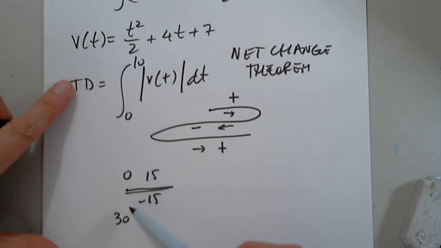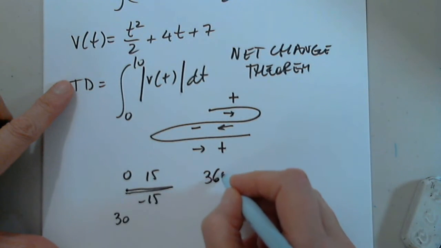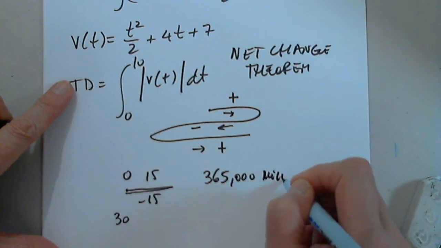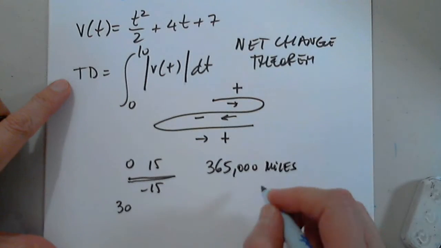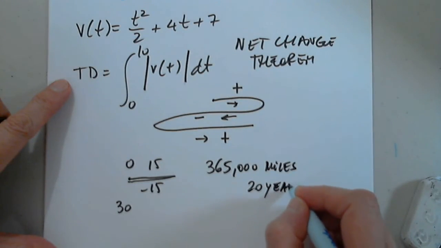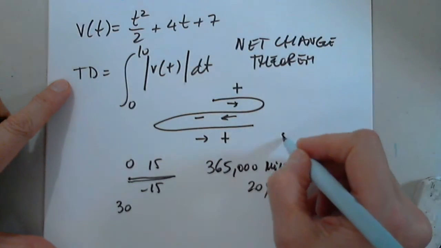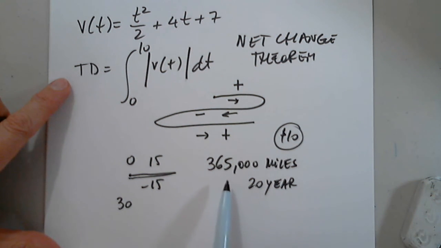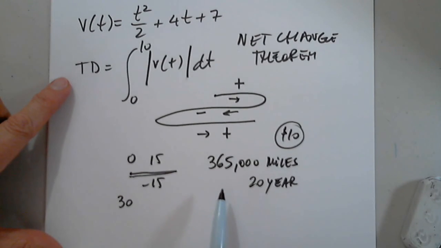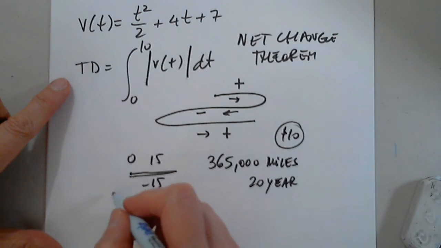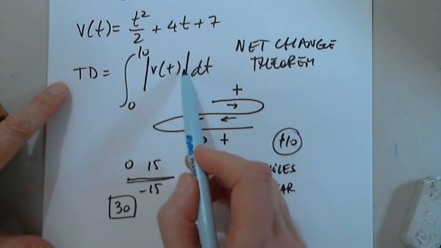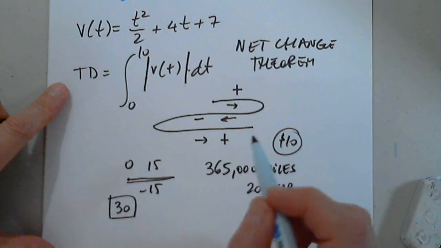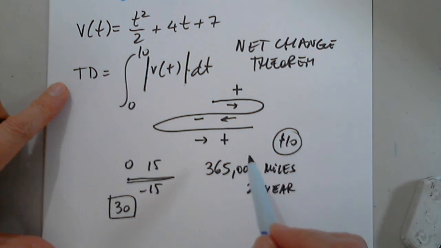I would love to. It'll say 30. I have 365 miles on one car. Yeah, no negatives. It's a 20-year-old car, and I bought it with 10. So the odometer should say 0 because I went back and forth, right? But it will say 30. So that's why the absolute value is there, to make sure that all distances are added.